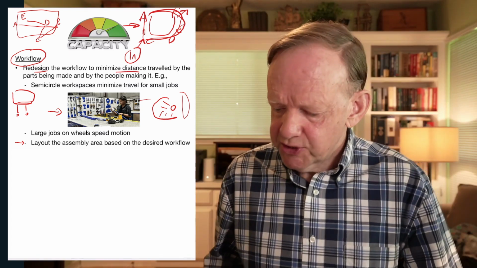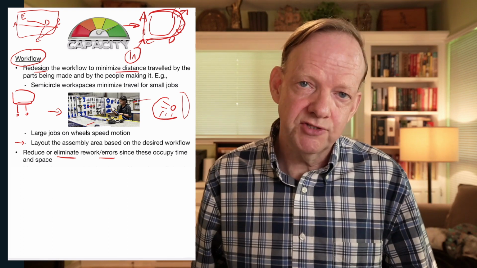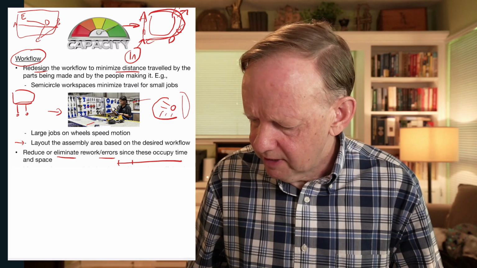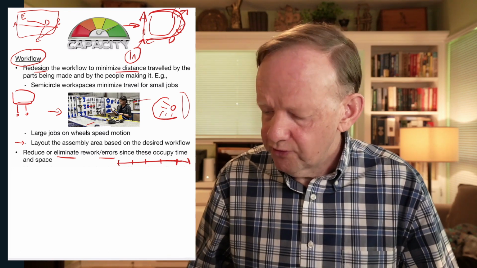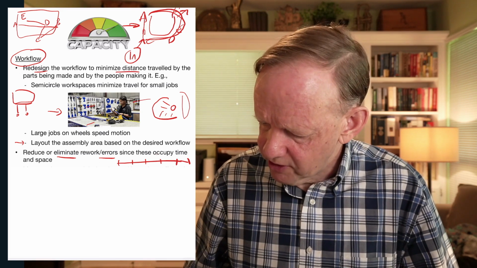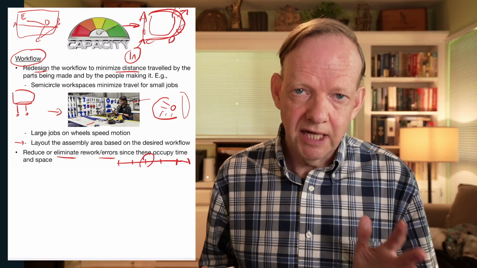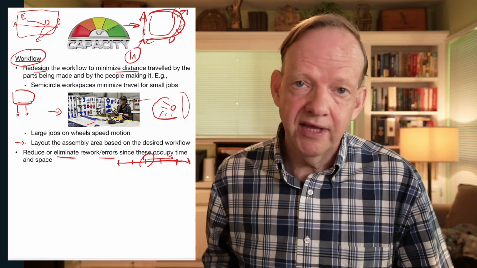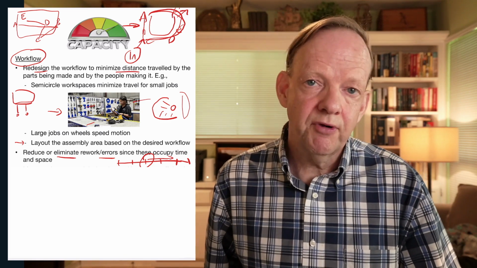So the next one is to reduce or eliminate rework and errors, since these occupy time and space. So if you have a workflow figured out, however you want to lay it out physically, if you know there are many mistakes being made at this point over here, not being caught correctly or eliminated, then it becomes wastage going downstream, and that ends up being a pile of stuff that occupies space and time to sort through at the very end.